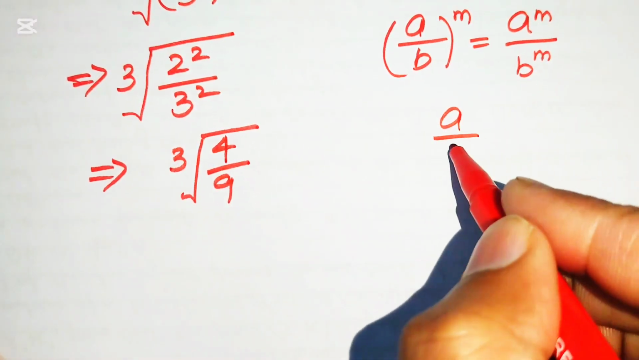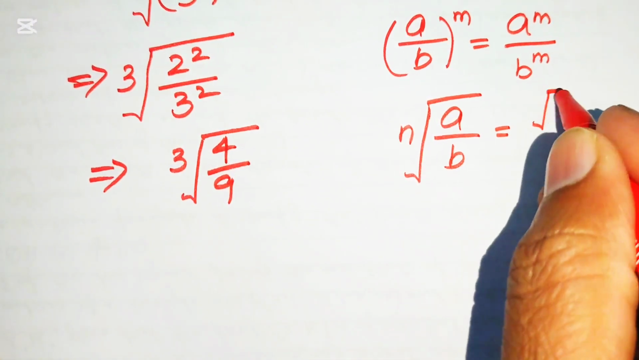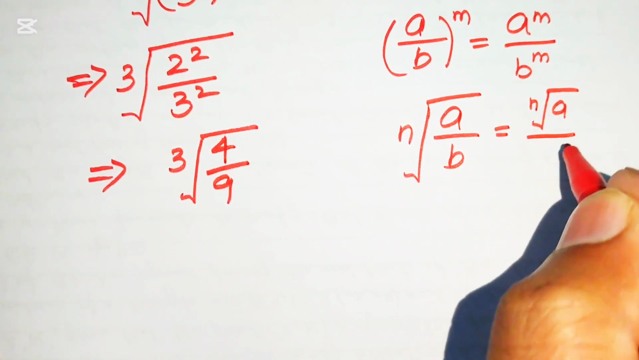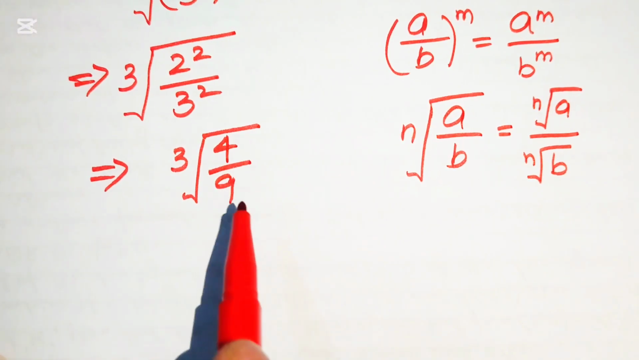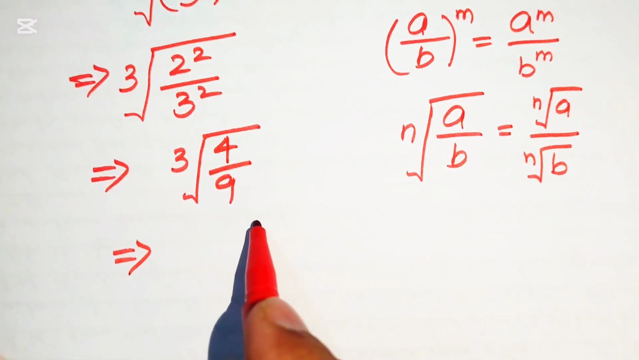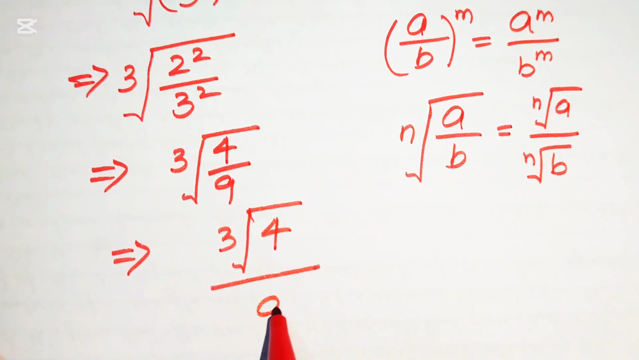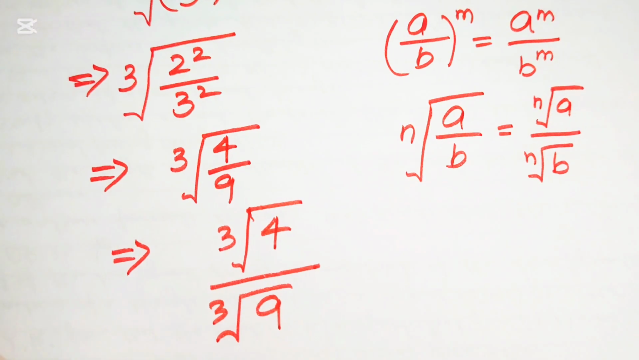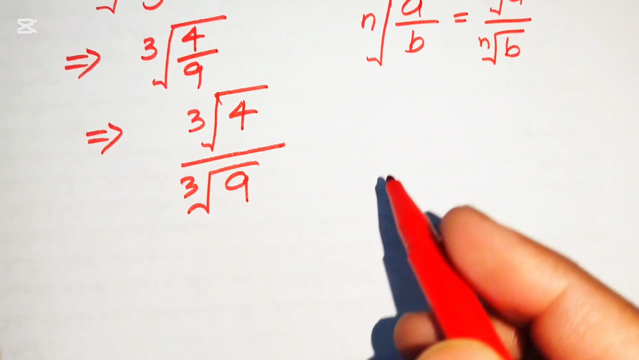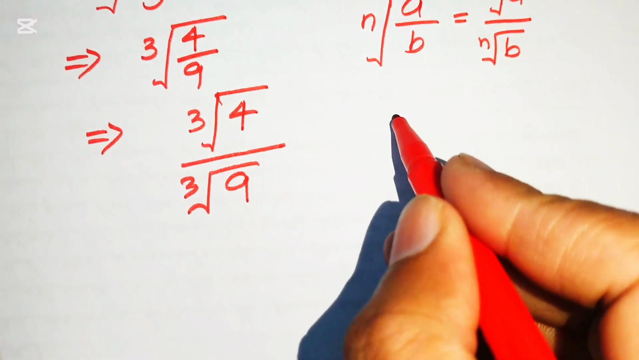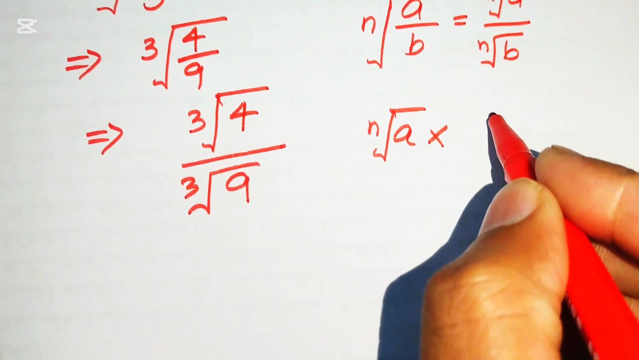Now after that we apply the property of radical. If you have a over b and its nth root, we write it as the nth root of a divided by the nth root of b. So we just separate this cube root on both of these terms, and we write it as the cube root of 4 divided by the cube root of 9. Further, we use another nice property of radical.